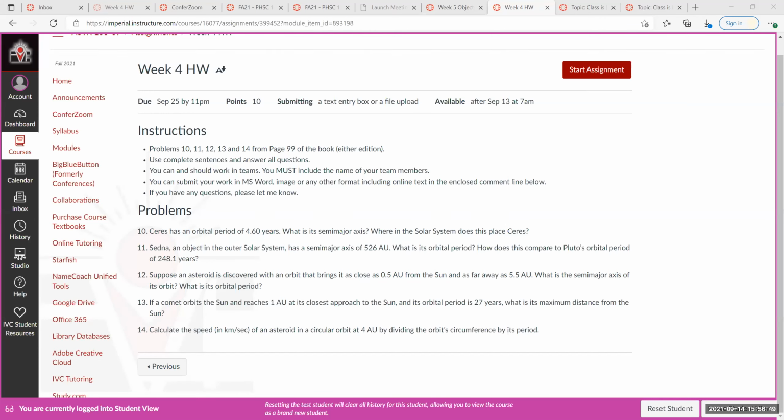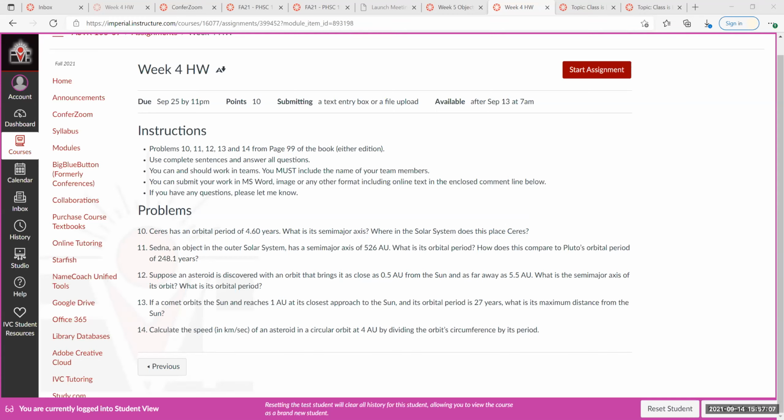It tells you Ceres has a period of 4.60 years. That means 1 year on Ceres is about 4.6 years on Earth. Okay, a little over 4.5 years. What is its semi-major axis? So the first question should be easy.